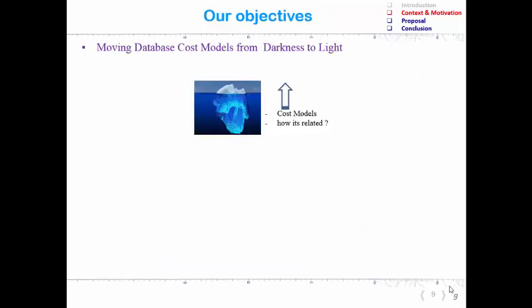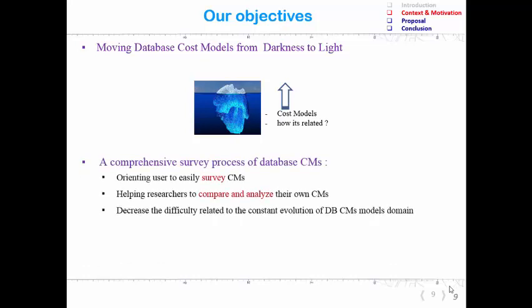Our objective, as illustrated, is to move the database cost model from darkness to light, to see how cost model entities are related. Our goal is to provide a comprehensive survey process of database cost models. This is important because it orients users to easily survey cost models, helps researchers compare and analyze their own cost models, and decreases the difficulty related to the constant evolution of the database cost model domain.